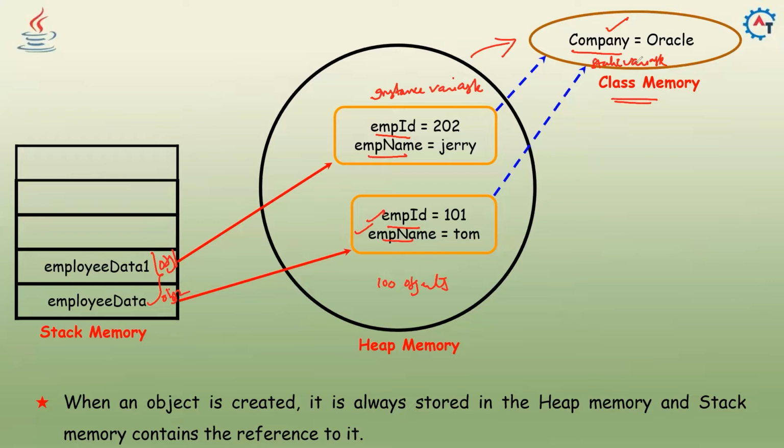If you have 100 objects, 100 times you would need to reuse company. But I'm not doing that. Because of that, memory will be managed efficiently. So this is the difference between instance variables and a static variable. When an object is created, it is always stored in the heap memory, and stack memory contains the reference to it. So this is how it will have a reference. Now, let me clear this.